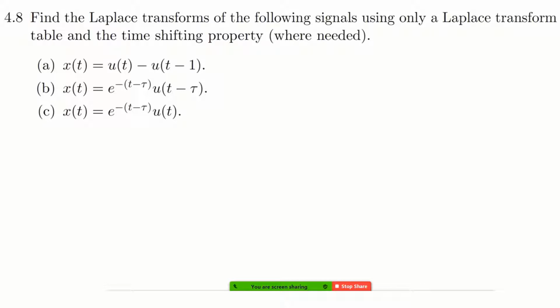4.8. Okay, find the Laplace transforms of the following signals using only a Laplace transform table and the time shifting property.